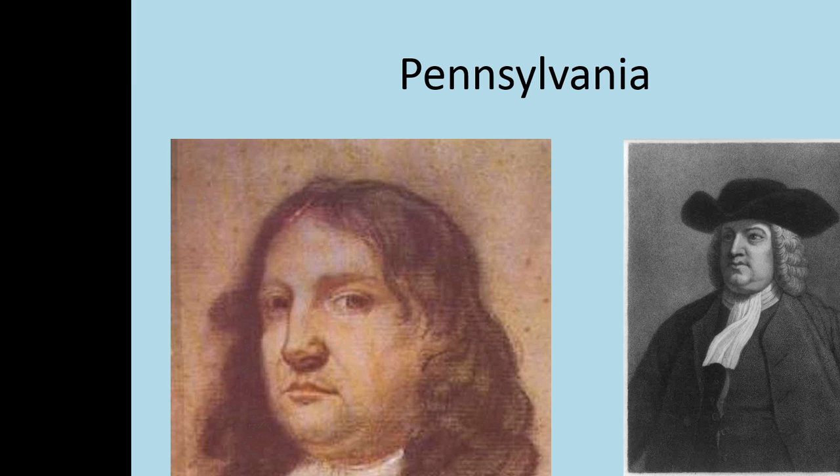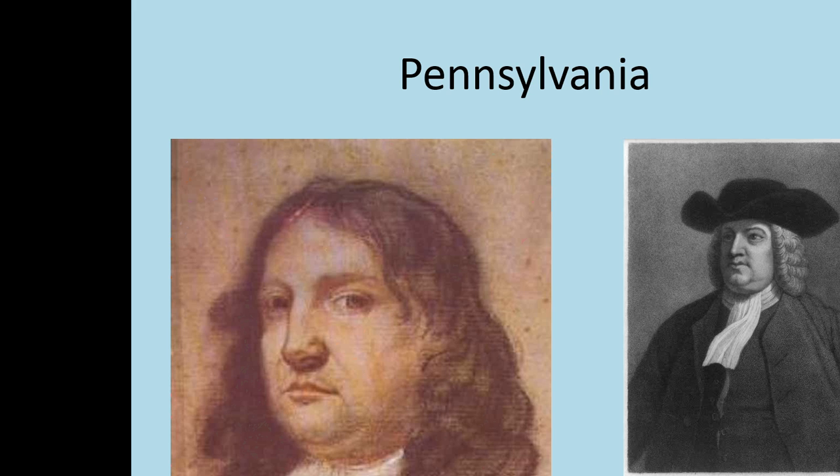The next colony we're going to talk about is Pennsylvania. Charles will give the land of Pennsylvania to a man named William Penn. So that's where we get the name Pennsylvania. It's named after William Penn.